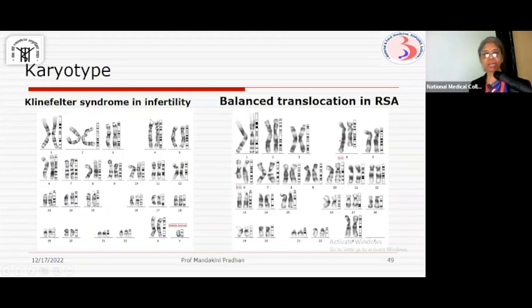In karyotype, you may see one extra sex chromosome, like XXY. This is XXY, what is called Klinefelter. In our day-to-day practice, it may be seen in infertility. We had a PhD student whose husband was detected to have Klinefelter after marriage, when they attended an infertility clinic. So this in fact can happen.